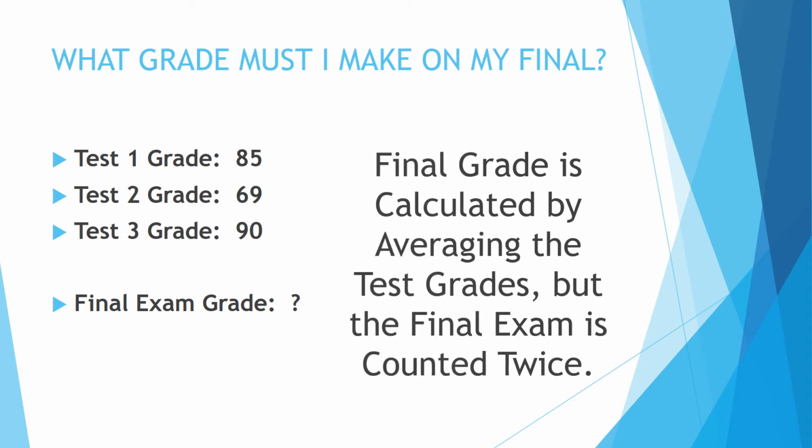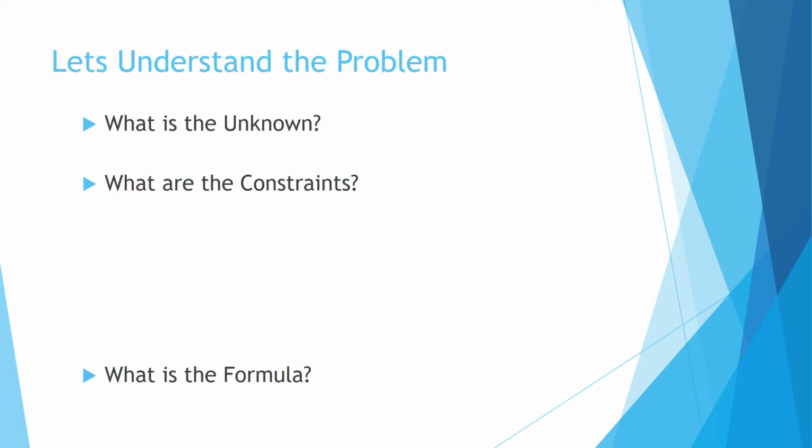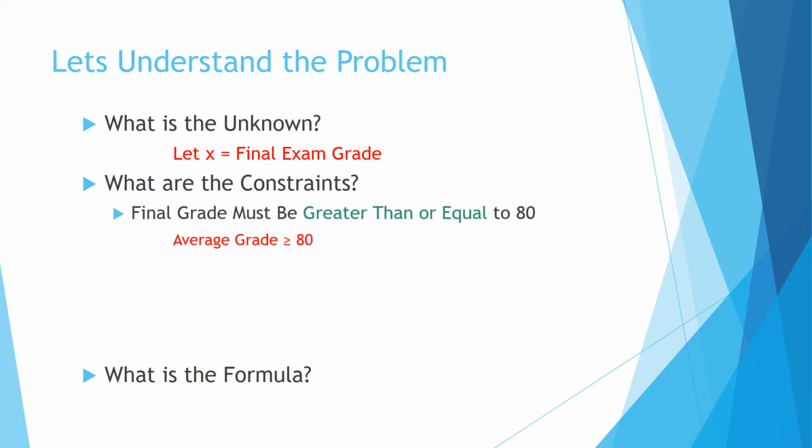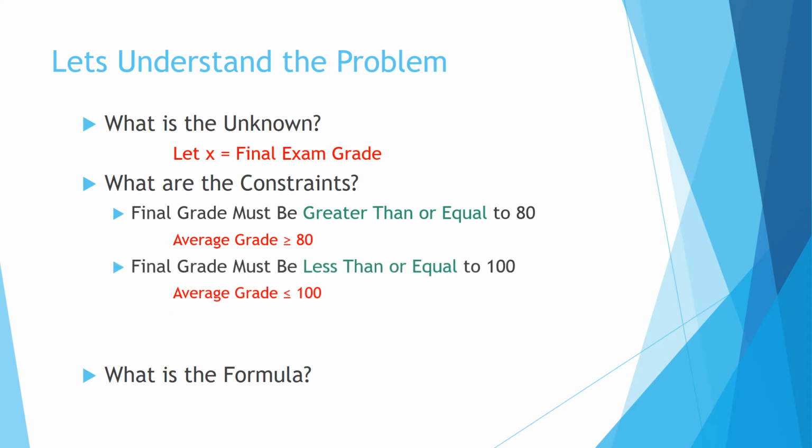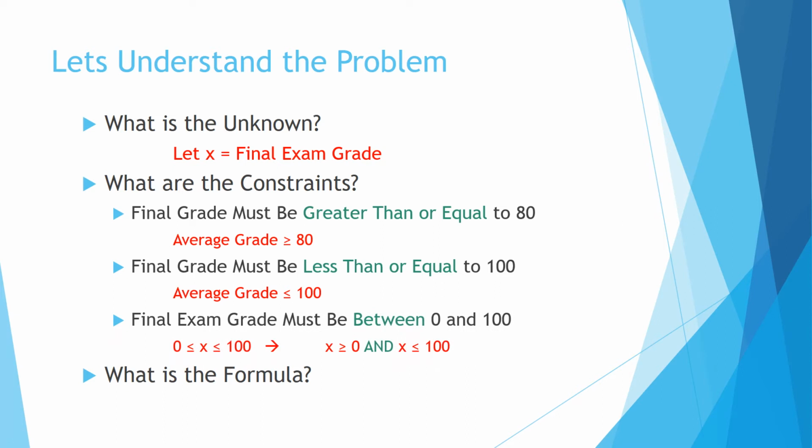Let's assume that the final grade is calculated by averaging the test grades, but the final exam is counted twice. So let's understand the problem. What is the unknown? Here it's the final exam grade. We're going to let that be x. What are our constraints? Well, we know the final grade must be greater than or equal to 80, so we know the average grade is going to be greater than or equal to 80. We also know that the final grade must be less than or equal to 100. And the final exam grade must be between 0 and 100. Let's assume there's no extra credit points.